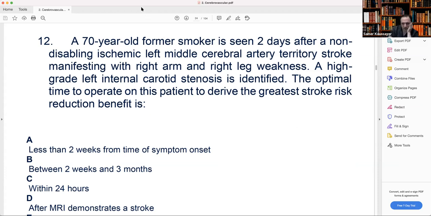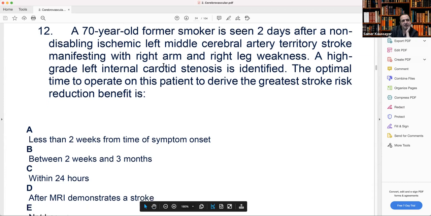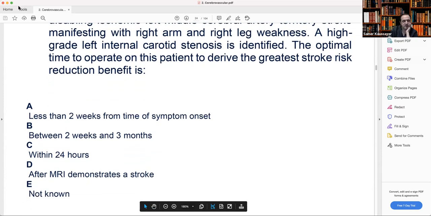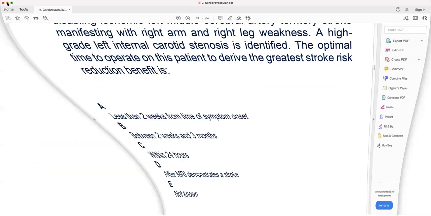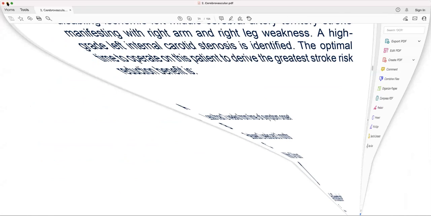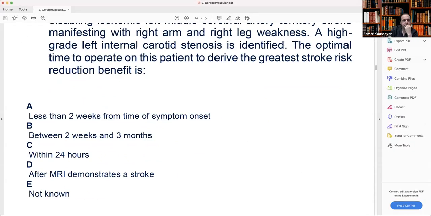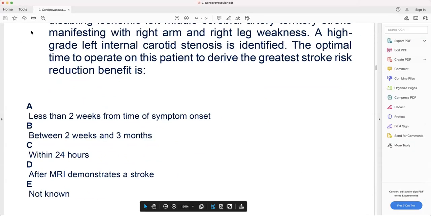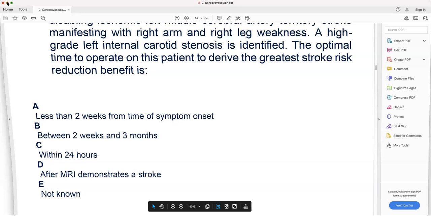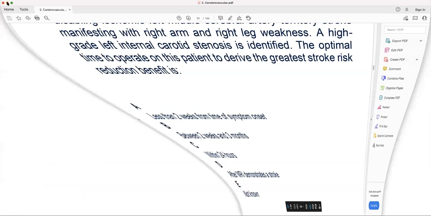But I need to open it. I know where it is. But in the meantime, let's go through the question and see what the answers are. Less than 2 weeks from the time of symptom onset. I think this is the answer. B, between 2 weeks and 3 months. C, within 24 hours. D, after MRI demonstrates stroke. E, not known. I think A is clear.